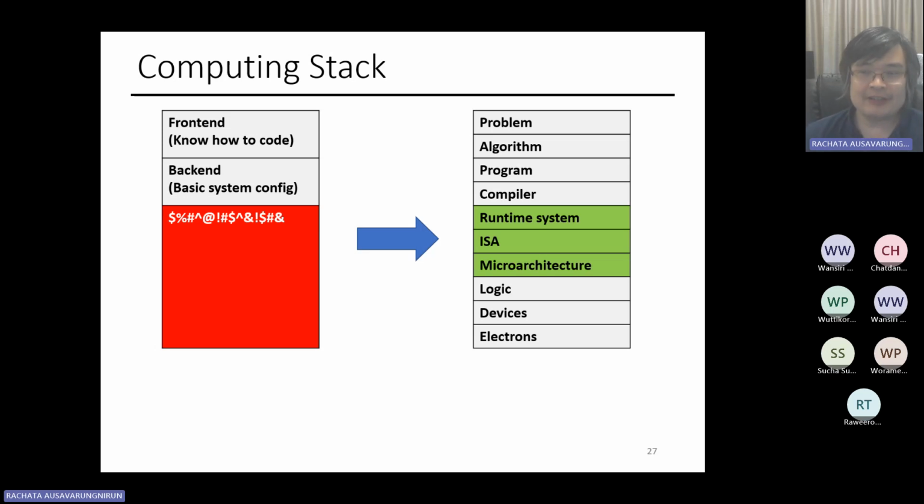Runtime system, the ISA and microarchitecture, the green part is what we're going to focus on for this class, right? And then down there, there's logic, there's device, electron. If you graduated with an undergraduate degree in Thailand and you've been working for, let's say, 4 or 5 years, you must be starting to question, why did I learn things like logic design or compilers? The truth is, if you work in a real tech company, those topics are actually getting used, right?